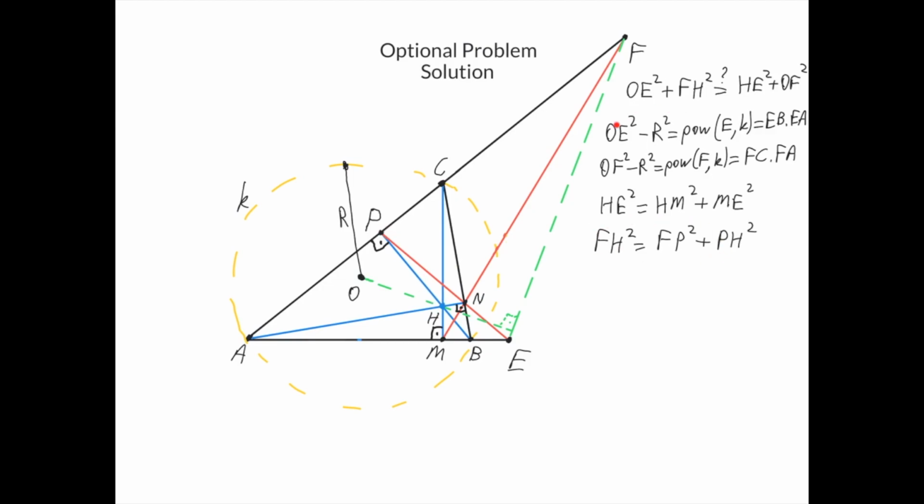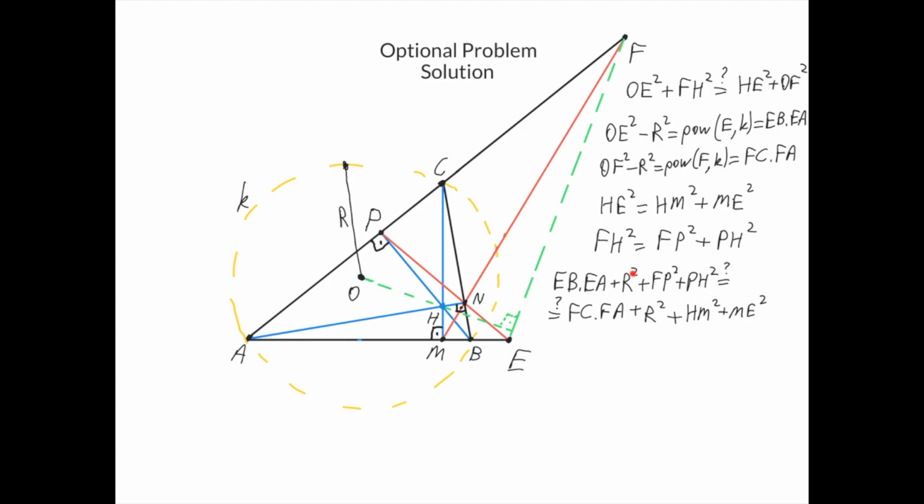And now we can use these four equalities to rewrite this equality that we need to prove as follows. We need to prove that EB times EA plus R squared, which equals OE squared, plus FP squared plus PH squared, which equals FH squared, equals FC times FA plus R squared, which equals OF squared, plus HM squared plus ME squared, which equals HE squared.